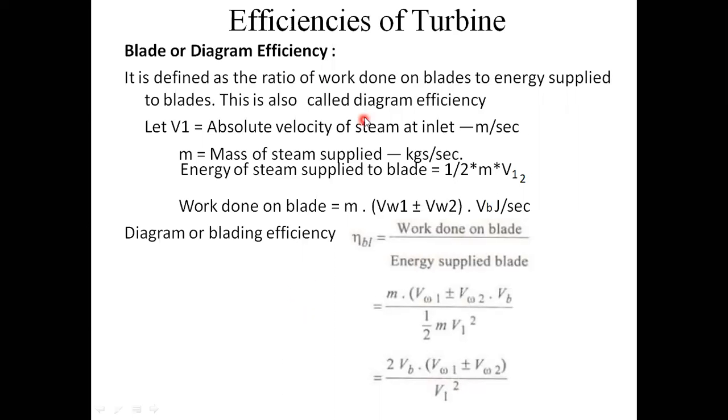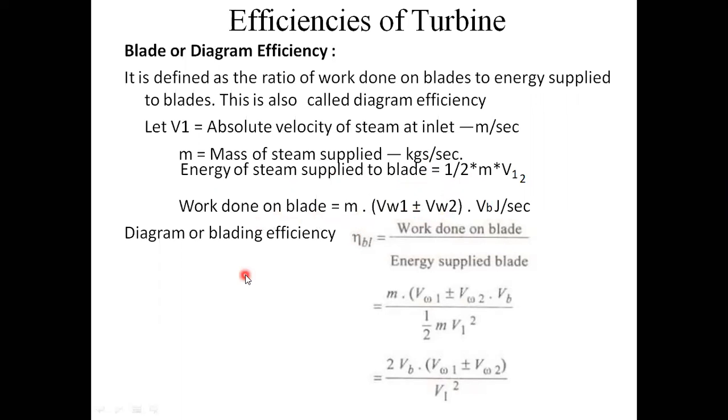Now, efficiency of the turbine. Blade or diagram efficiency is defined as the ratio of work done on the blade to energy supplied to the blade. This is called diagram efficiency. V1 is the absolute velocity of steam at inlet in meter per second. m is the mass of the steam supplied kg per second. Energy of steam supplied to blade is 1 by 2 m V1 square. Work done on the blade is mass flow rate into VW1 plus or minus VW2.